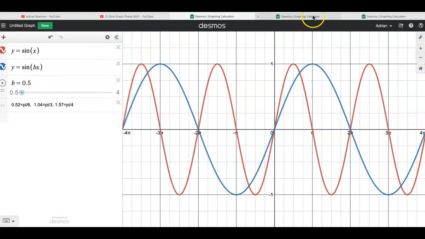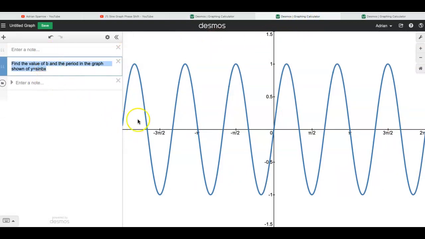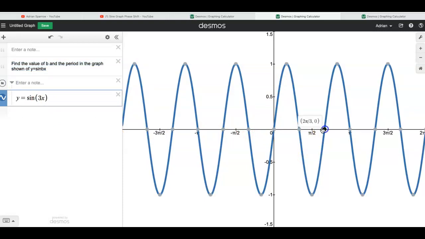Let's try a couple of questions. So I've got to find the b value and the period. So what I'm going to do is I'm going to look at this. That's not quite a wave. There's 1 wave, there's 2 waves, 3 waves in 2 pi. 3 waves, it's done in 2 pi. So I think the b number is 3, and the period is 2 pi divided by 3. Okay, so the b number is 3, and the period is 2 pi divided by 3.